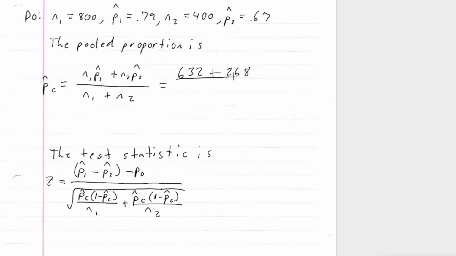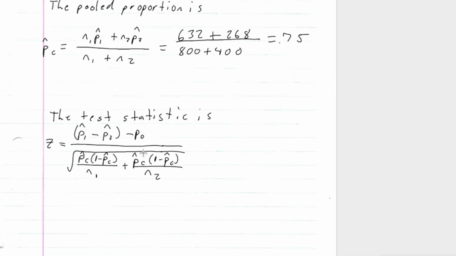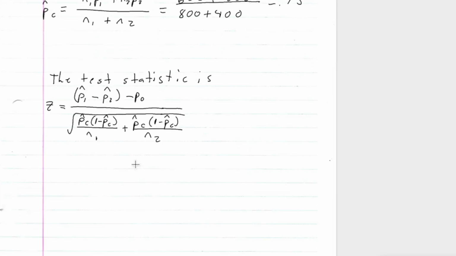268 all over 800 plus 400. And then this turns to 0.75. So that is our pooled proportion. Now we're going to do our test statistic, which requires that pooled proportion.